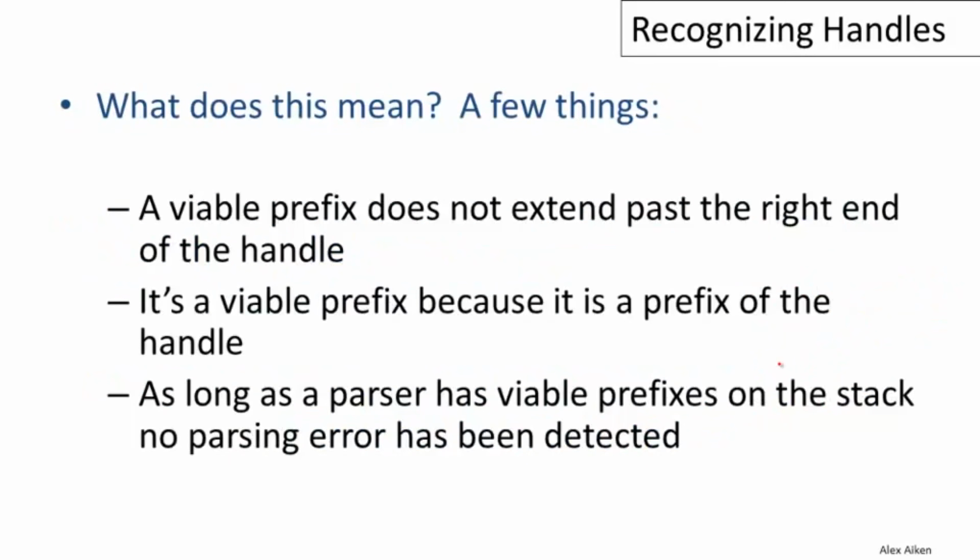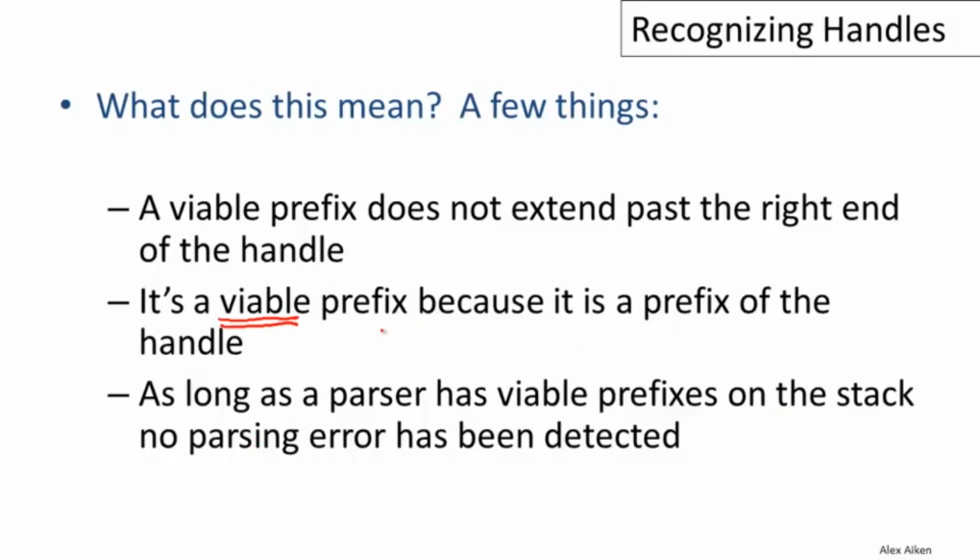So what does a viable prefix mean? Well, a viable prefix is a string that does not extend past the right end of the handle. And the reason we call it a viable prefix is because it is a prefix of the handle. So as long as the parser has viable prefixes on the stack, no parsing error has been detected.